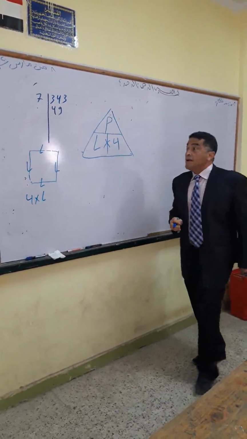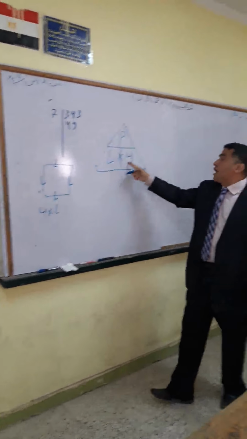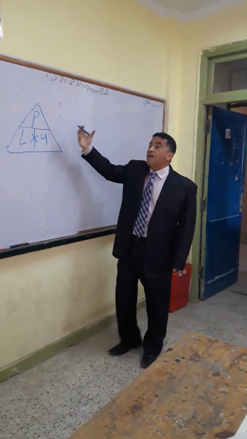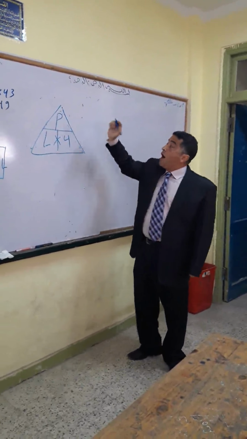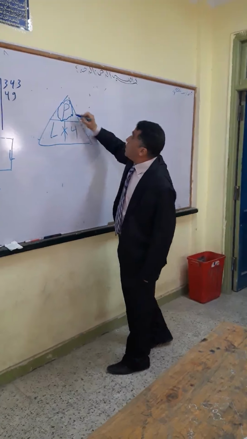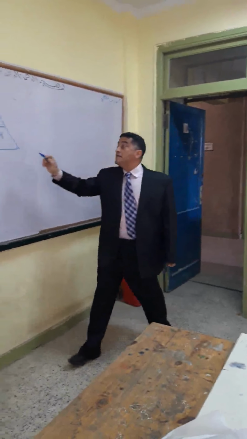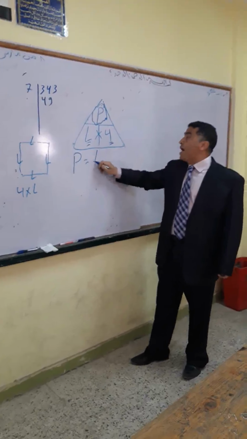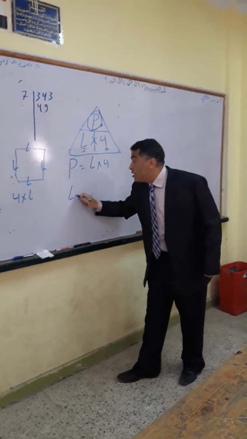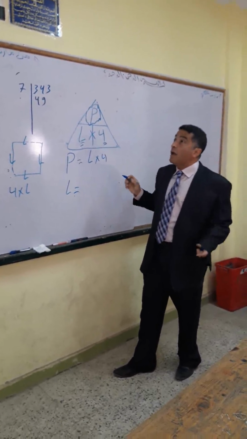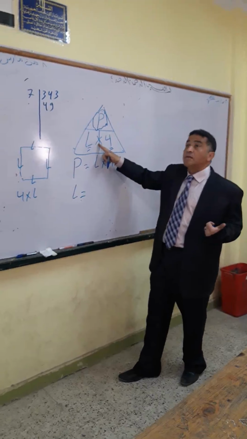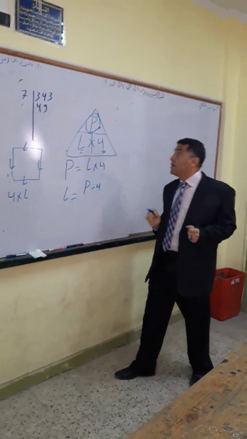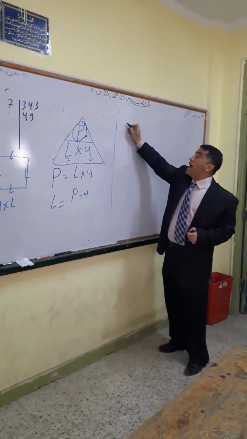Then perimeter of a square equals 4 times side length. This is the magic triangle. Magic triangle means I write the rule by magic triangle because I write the bigger up and the smaller down. If I want the bigger up, I will multiply. If I want the smaller down, I will divide.